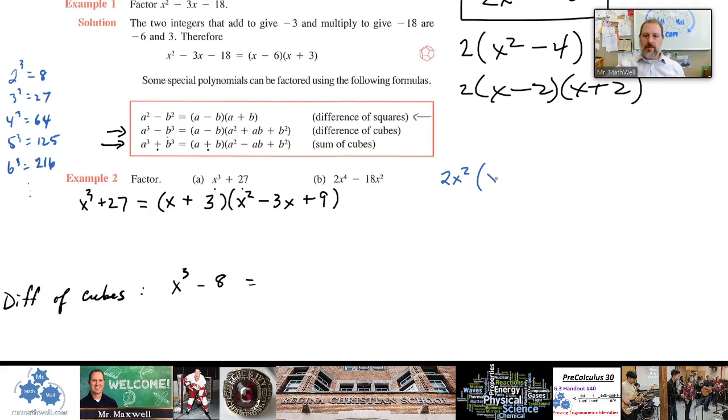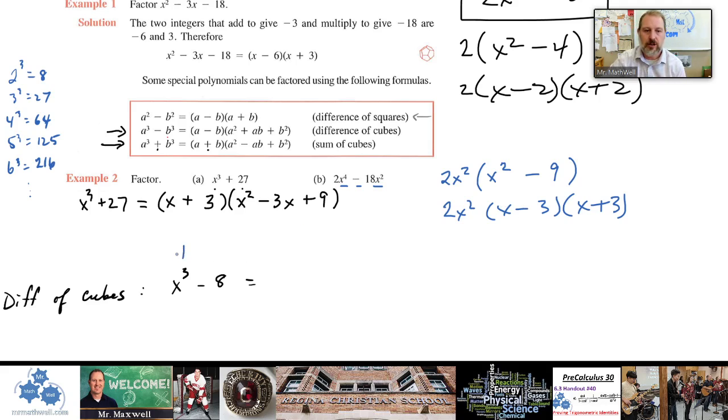So I'm left with what? x squared minus 18 divided by 2, which is 9. Okay, this is a difference of squares question, isn't it? Now you see it? So 2x squared, x minus 3, x plus 3. We did something like that already. So even though it looks like maybe a difference of something strange, it's still just a difference of squares.